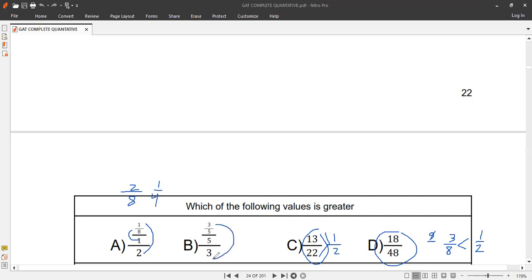Now 3 times 3 up, 9, 5 times 5, 25. 9 over 25 is less than half. So this is the only fraction which is greater than half. So the answer is C.